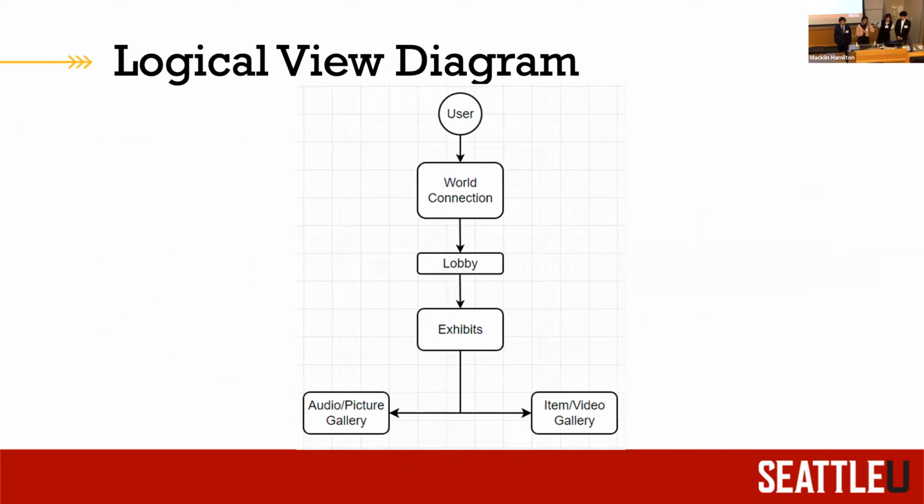For the logical view diagram, when the user connects through the Oculus using a world connection, they are spawned into the lobby. And from the lobby, they are able to interact with the video that we have in the lobby. And then on the left, they'll have the audio and picture gallery. And on the right, they'll have the item and video gallery.